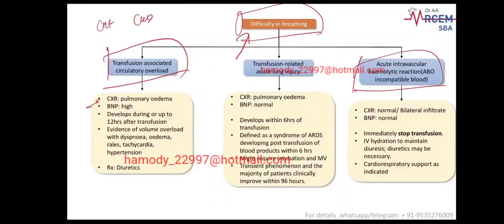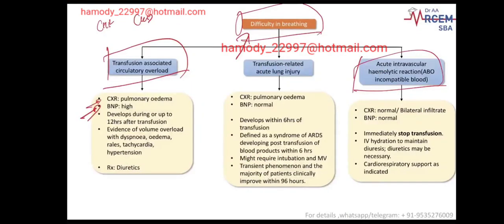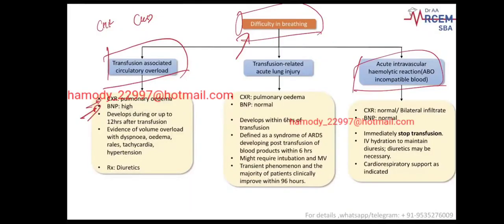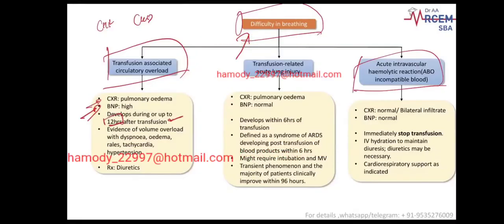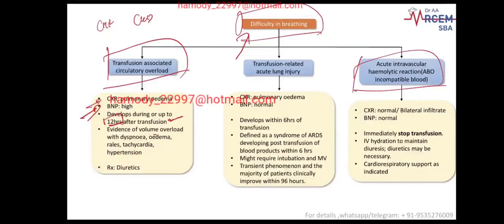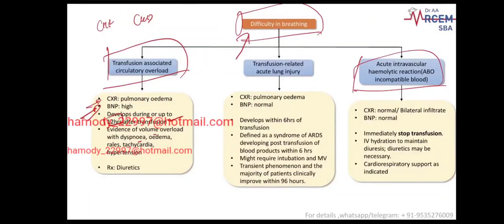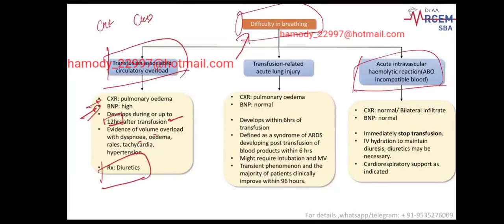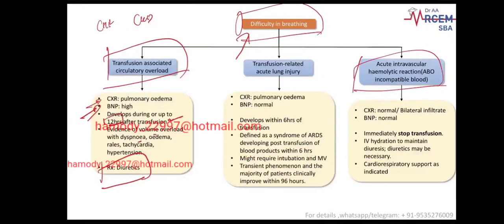X-ray, if you get it done, shows a pulmonary edema picture. BNP, if you get it done, will be on the higher side. The symptoms usually develop within 12 hours of starting the transfusion. Evidence of volume overload like typical pulmonary edema, dyspnea, edema, tachycardia, hypertension can be present. Treated like any other pulmonary edema like heart failure, which we study in cardiology, by giving diuretics. Furosemide will be the preferred drug here.